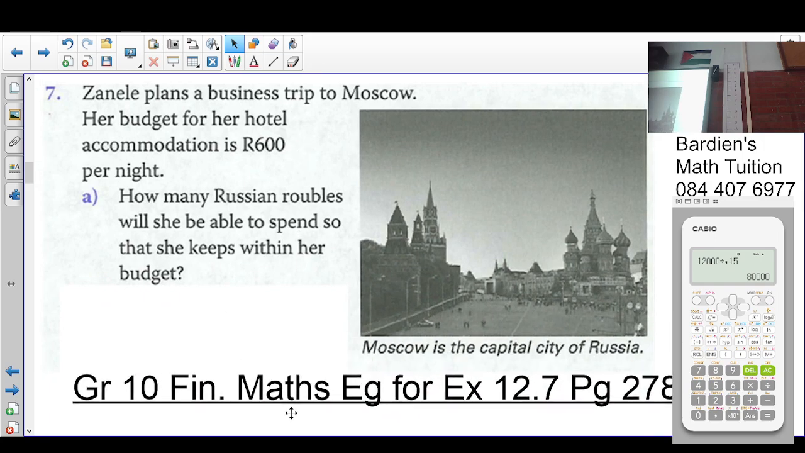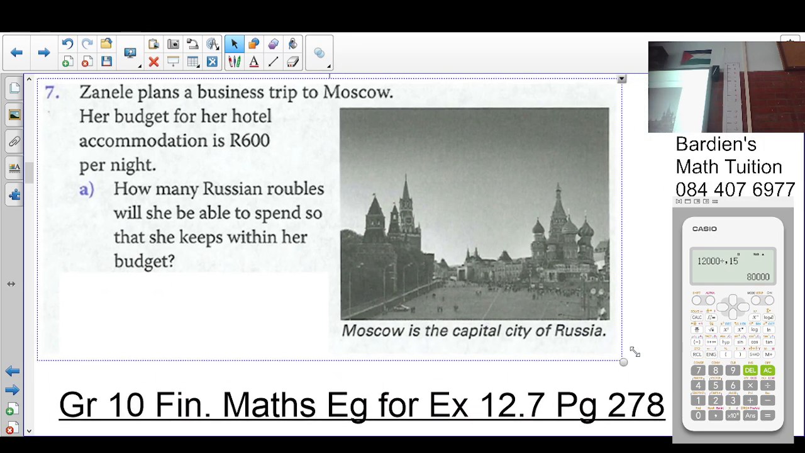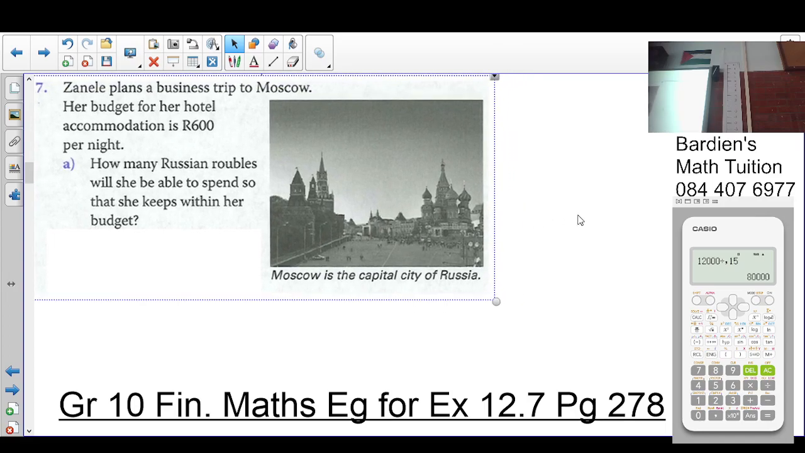So, Neely plans a business trip to Moscow. Okay. So, Neely is probably representing the BRICS and all that. A budget for hotel accommodation is 600 rand per night. How many Russian rubles will she be able to spend so that she keeps within her budget?